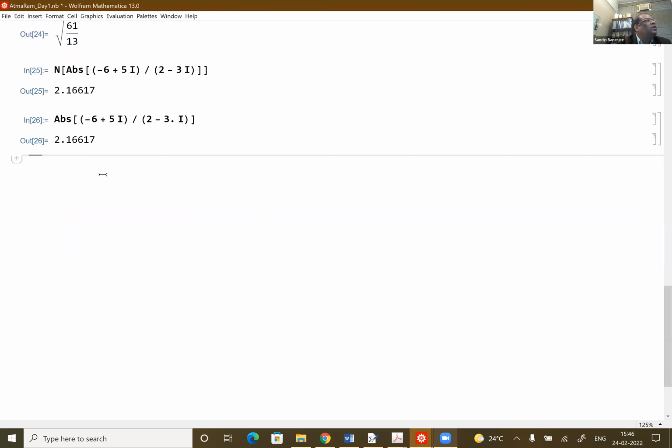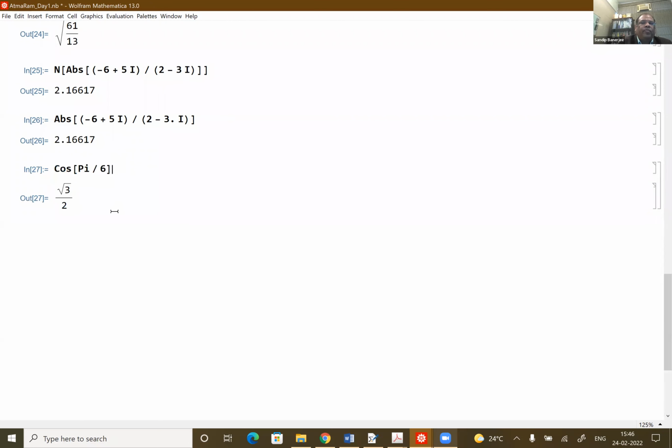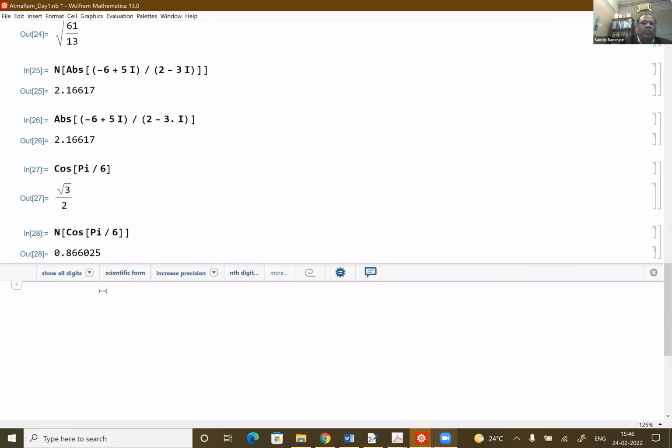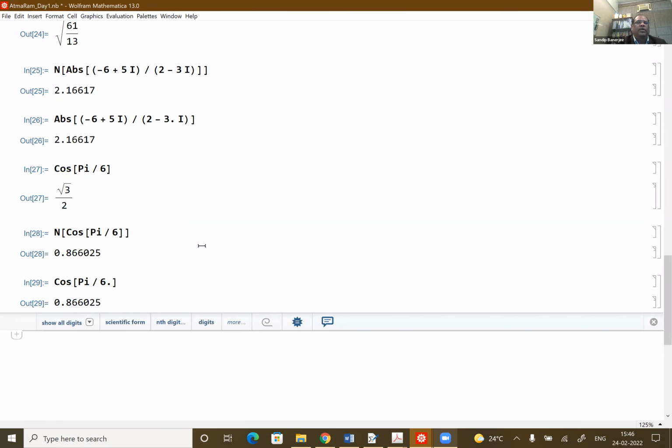Next we write, say, the Cos function. Cos of Pi by 6. And if you want, again, the numerical value, either you put an N here, or you just put a dot, and both will give the same value. So that is totally up to you.